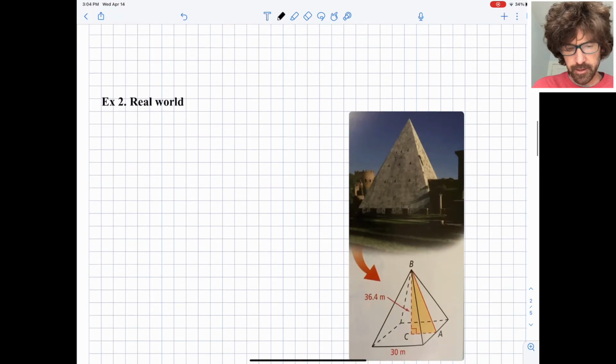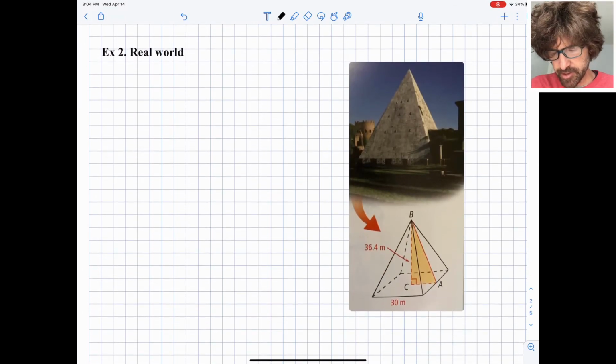All right, a little bit of a real world problem. It looks like we have a square pyramid, and we're wondering what the surface area of that pyramid is. The question isn't explicitly asked here, but I'm going to assume that we don't need to find the surface area of the base of this pyramid.